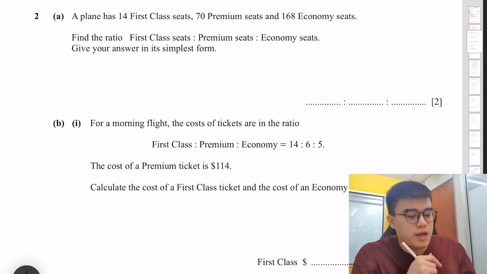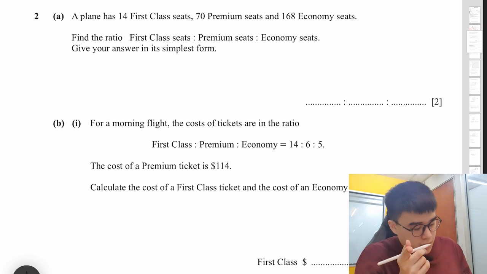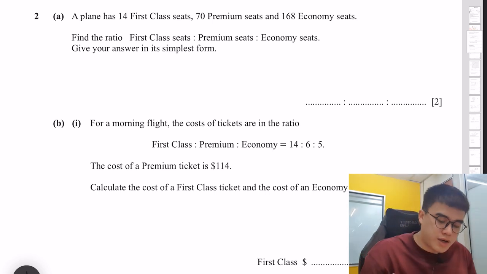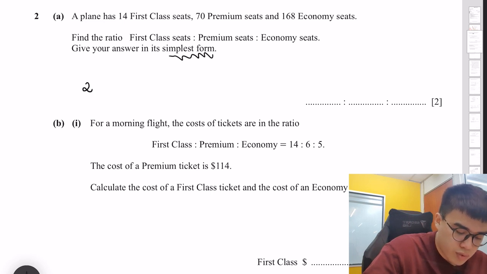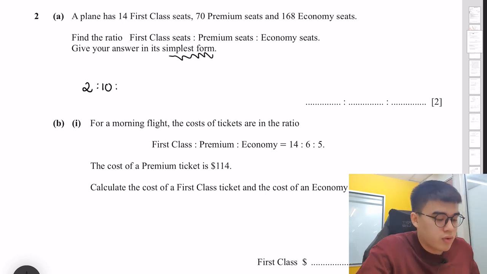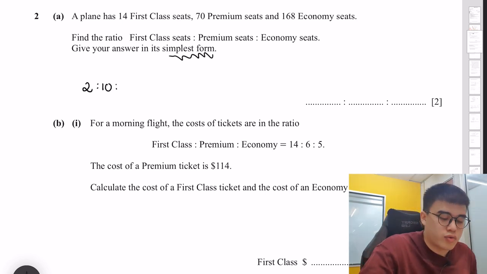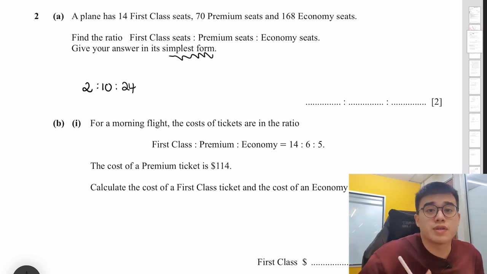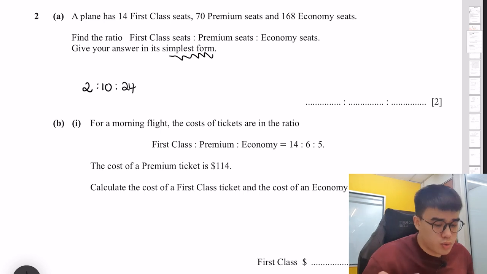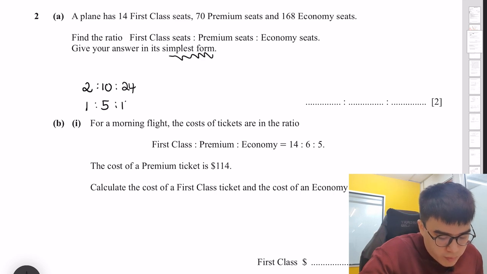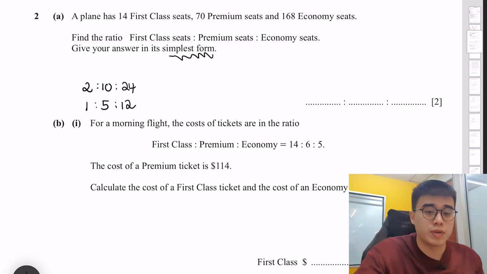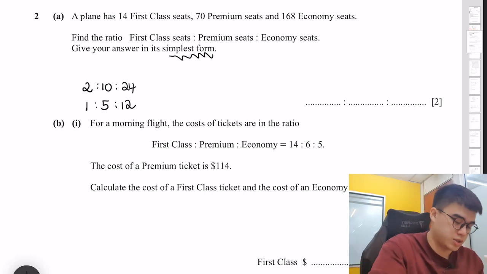Question 2. A plane has 14 first class seats, 70 premium seats, and 168 economy seats. So the keyword here is simplest form. If you divide everything by 7, you will get 2, 10, followed by 24. But this is still not the simplest form yet. You still have to divide by another 2, which gets you to 1, 5, and 12. So this 1, 5, and 12 should be your part 2A's answer.